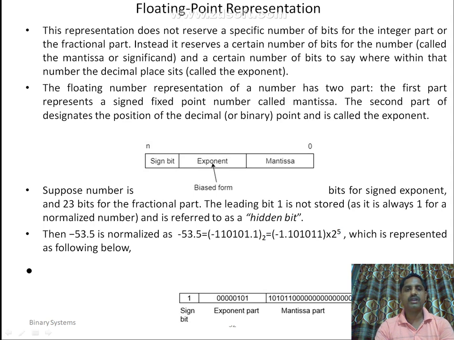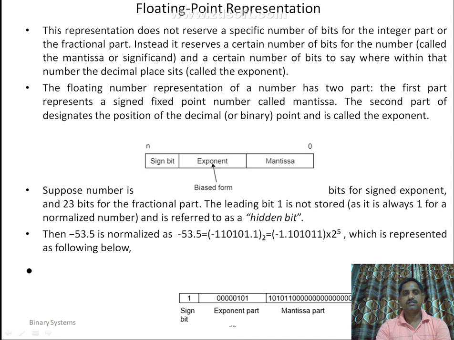In floating point representation, a number has two parts. The first part represents a signed fixed point number, called the mantissa, and the second part designates the position of the decimal point, called the exponent. See, it is the mantissa, exponent and sign bit. Okay, so mantissa, exponent, sign bit.